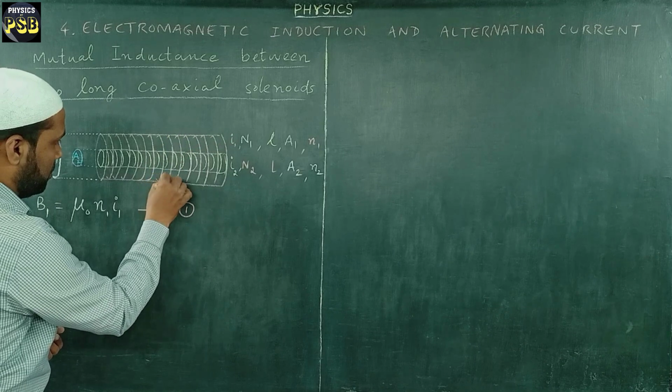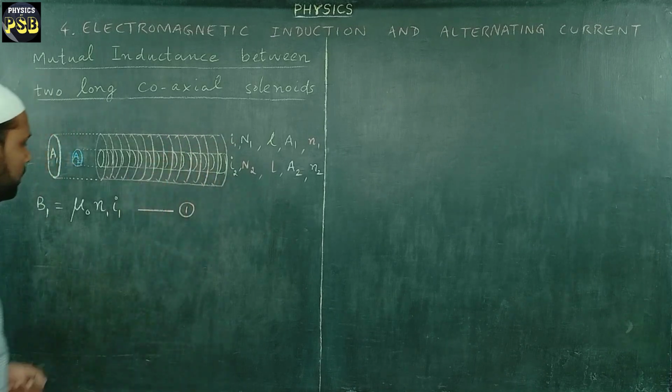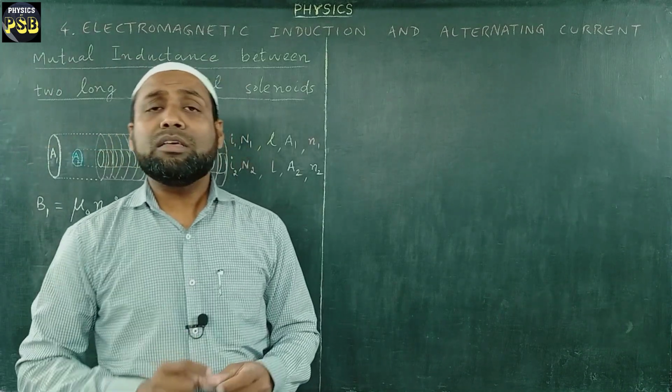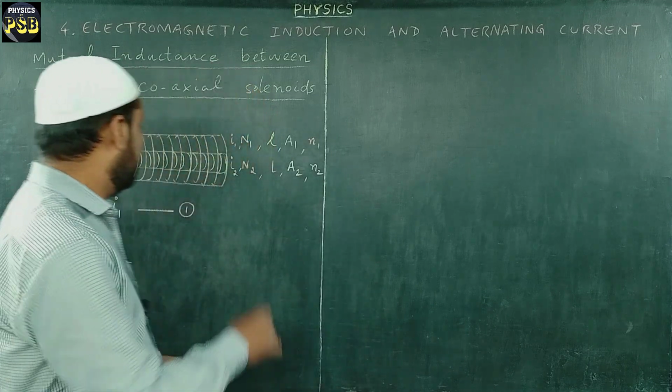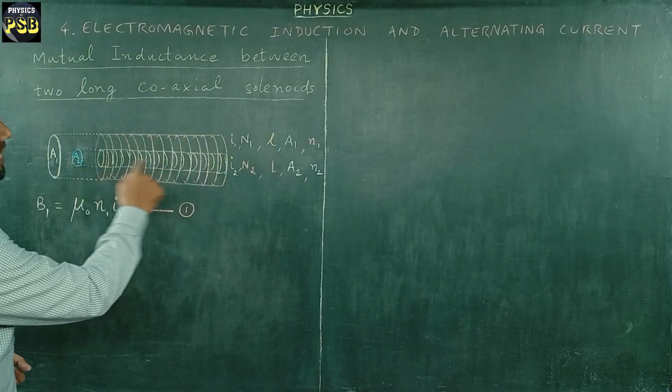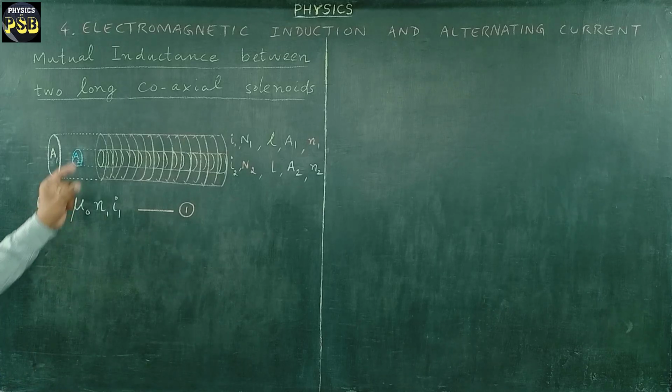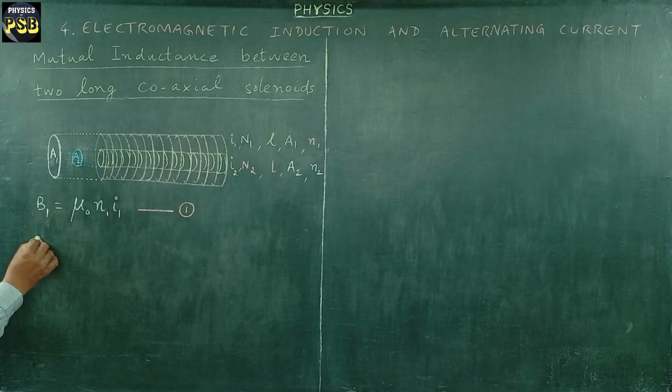Now, as there is a magnetic field, it will have magnetic field lines, and these lines will link with the turns of the second solenoid. Hence, it is referred to as magnetic flux. The magnetic flux linked with each turn of the second solenoid is referred to as phi 2 1. It shows that this is the magnetic flux linked with each turn of solenoid 2 due to the flow of current in solenoid 1.